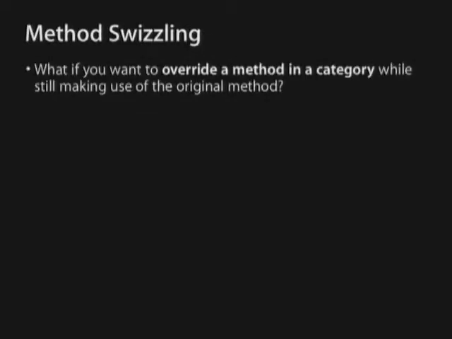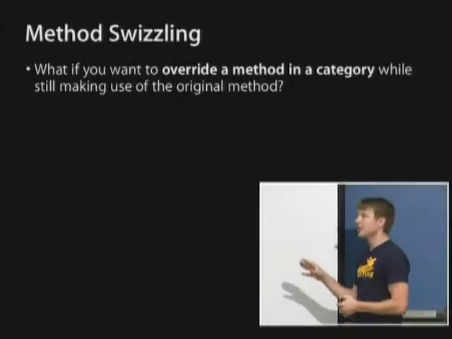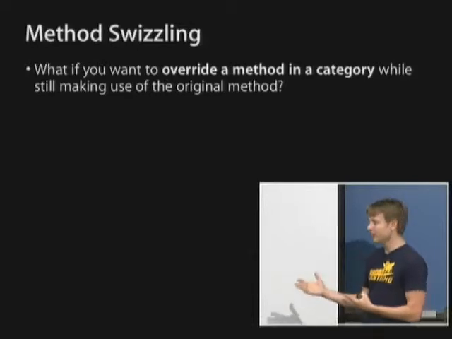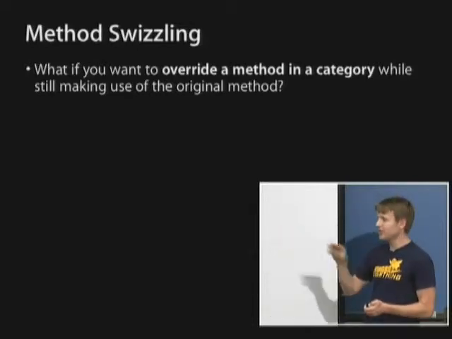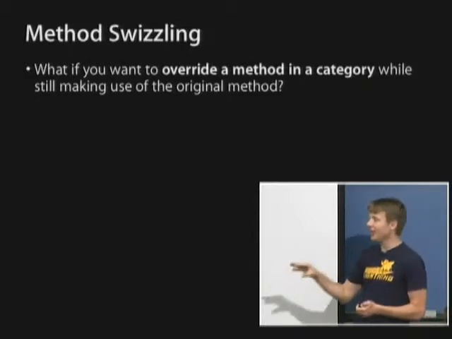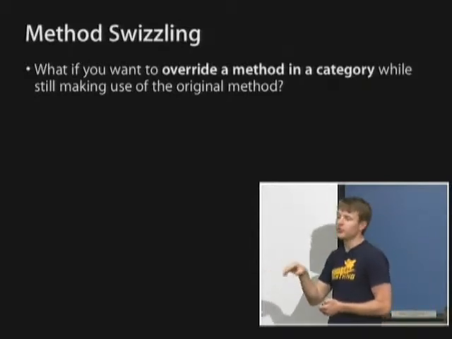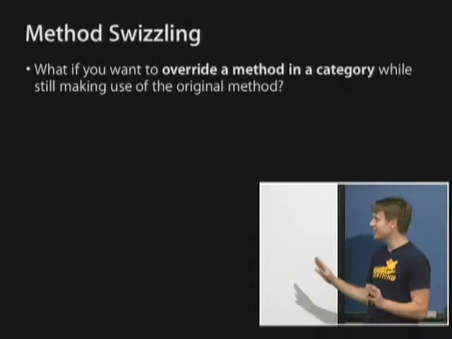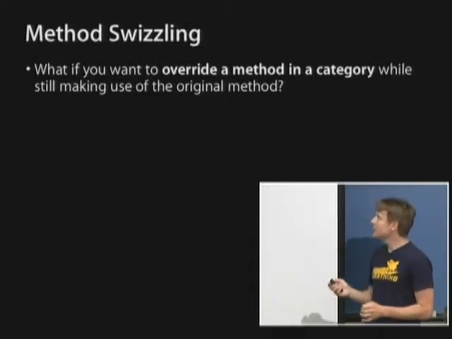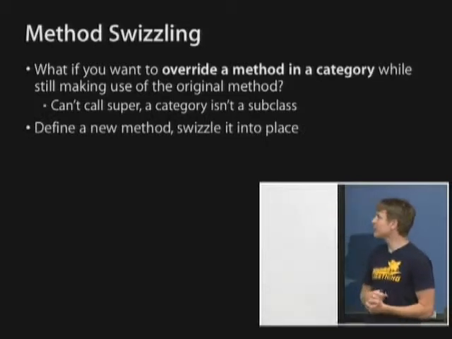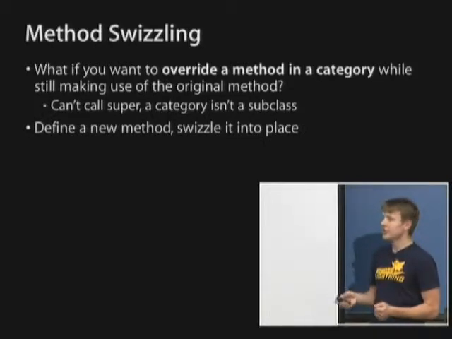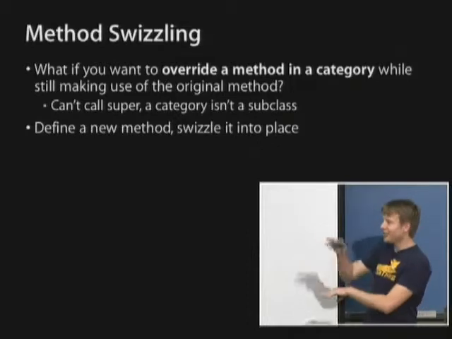What if you want to override a method in a category? You want to add a category on UIColor to maybe tweak the implementation of some existing method, say redColor, but you also want to call through to the super method. But at this point, you're not in a subclass, you're actually within UIColor. So calling super redColor is not going to work, because a category isn't a subclass. You can define a new method, swizzle it into place, and then call the old method.